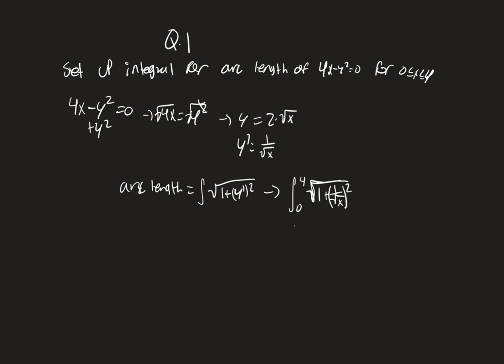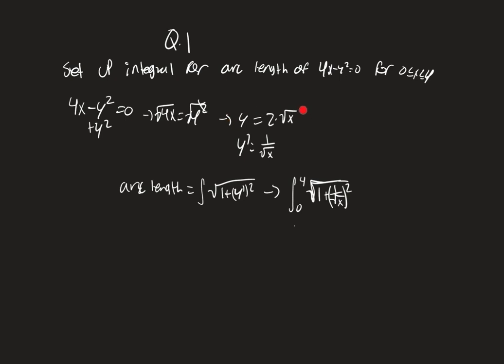This question is asking us to set up the integral for the arc length of this parabola from 0 to 4. So first of all, we just have to get this function in terms of y. We use a little bit of algebra and we get that y is equal to 2 times the square root of x. Now, the formula for the arc length of a curve is the integral of the square root of 1 plus y prime squared.